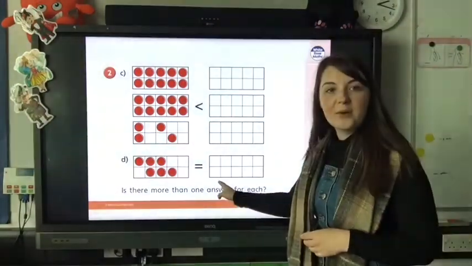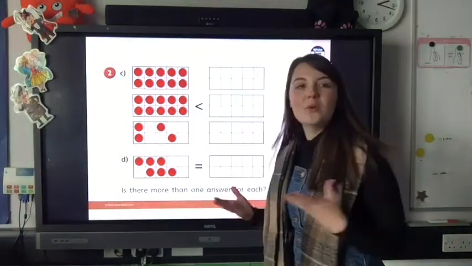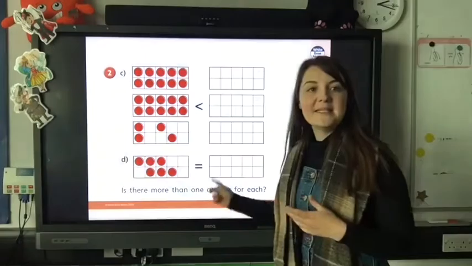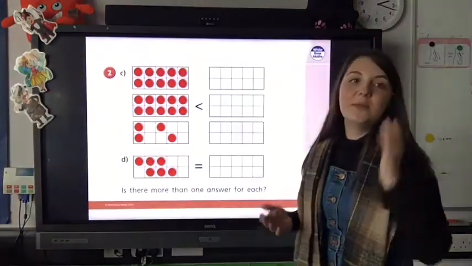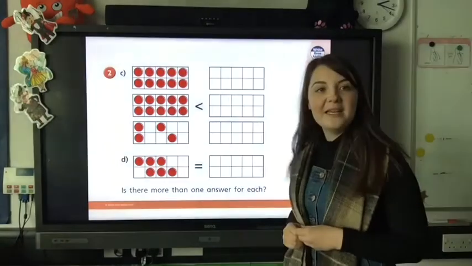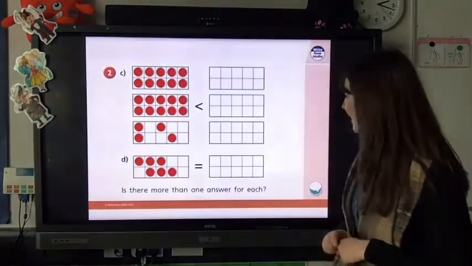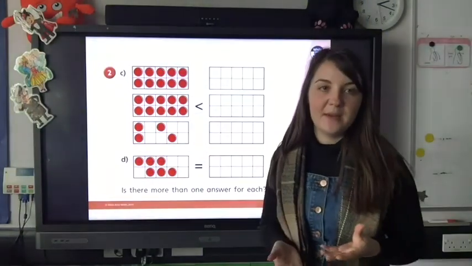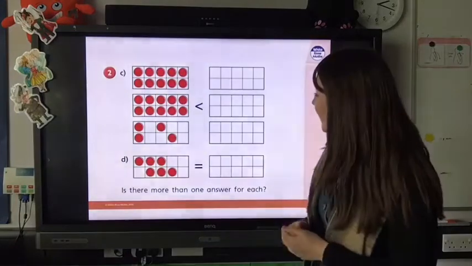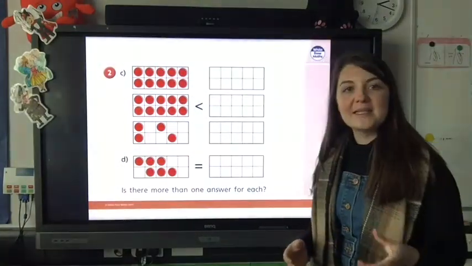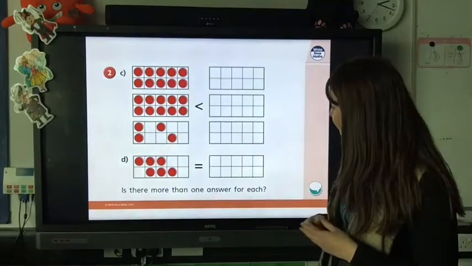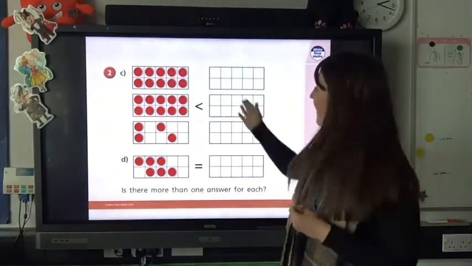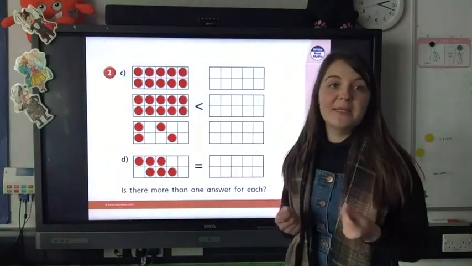And then the last one, we have an equal symbol. What does the equal symbol mean? It means that it needs to be the same. It needs to be equal to. Okay, so fill in your counters on this tens frame here. And then what I would like you to do is to get another piece of paper, maybe your workbook, and I want you to see if there's more than one answer for each of these, okay? So you can experiment and you can see how many different ways you can make the statements correct by experimenting with your counters.